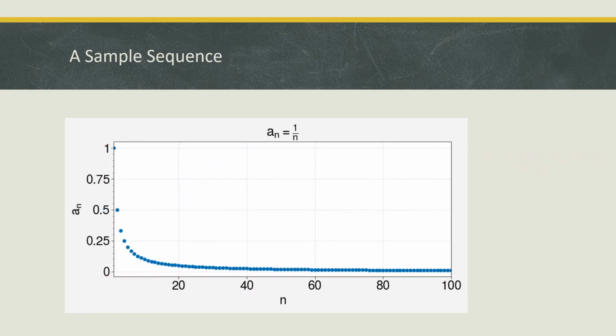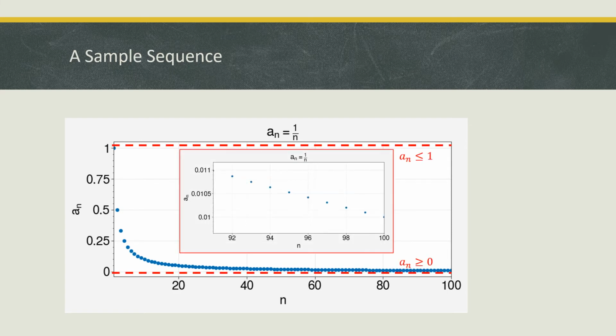Lastly, we look at the following sequence. Again, we see that the sequence is bounded above and below. Zooming in, we see that each term gets smaller. It is smaller than the previous term. We call this kind of sequence a decreasing sequence. And because it is bounded and decreasing, it converges. And this sequence indeed converges to 0.